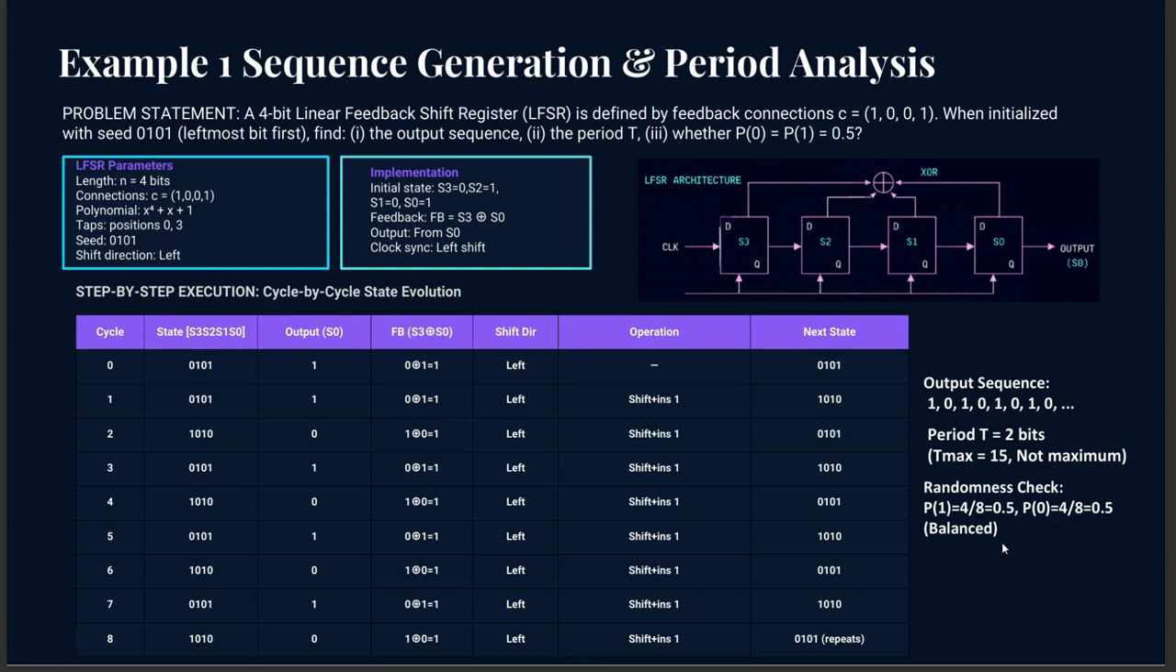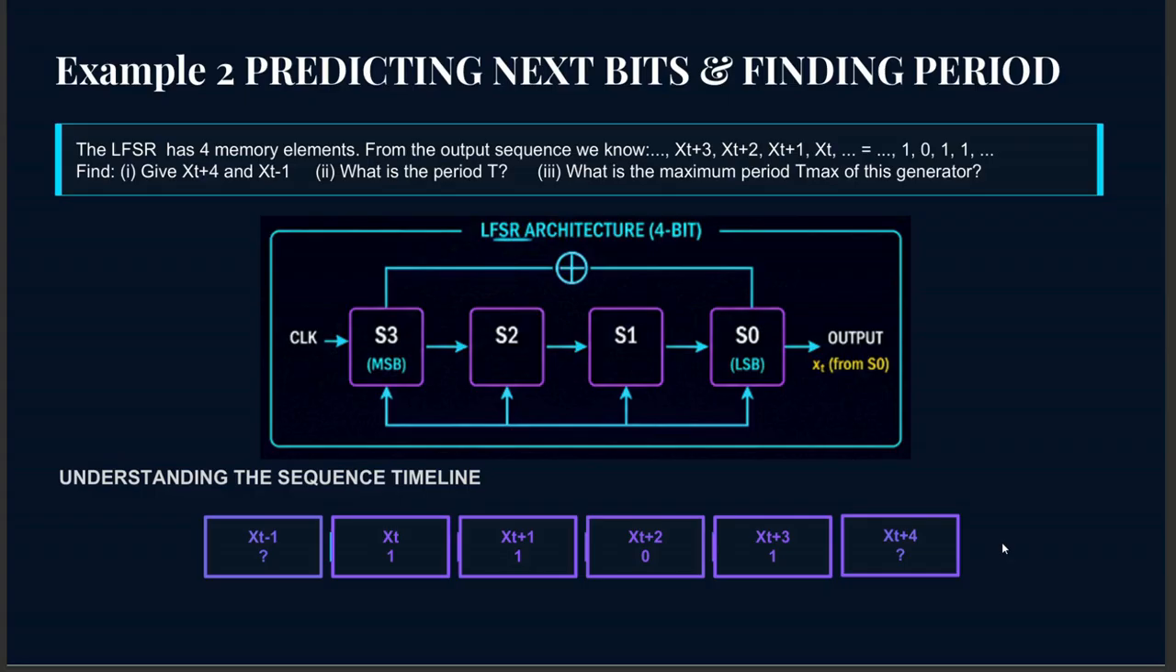A cryptographically secure sequence must also have a long period, unpredictability, and complexity. So we can conclude that the output sequence is 1010 repeating, the time period is 2, and the probabilities are balanced, but the sequence is not suitable for cryptography. In the next example, we will go deeper into prediction and period analysis using the recurrence relationship.